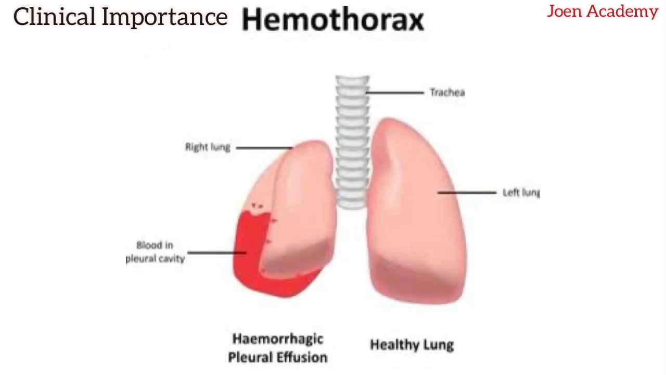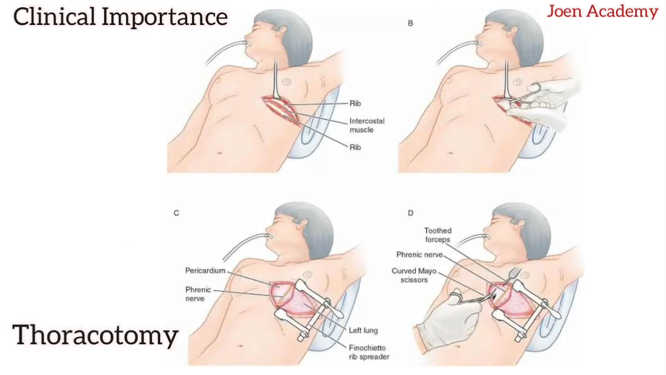Damage to this vein can result in hemothorax, which is an accumulation of blood in the pleural space, and it is usually detected by an X-ray. If this occurs, a thoracotomy is employed to drain the blood out of the pleural space. Thoracotomy is just a surgical procedure which involves an incision of the chest wall to allow the drainage of blood that is collected within the pleural space.